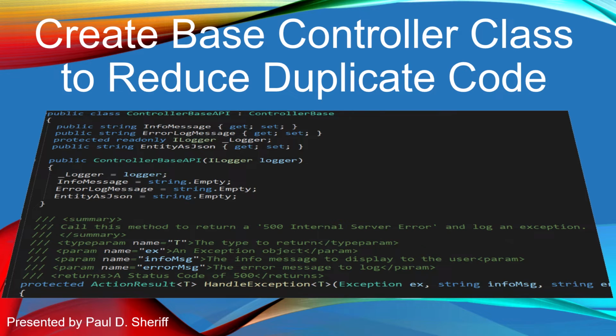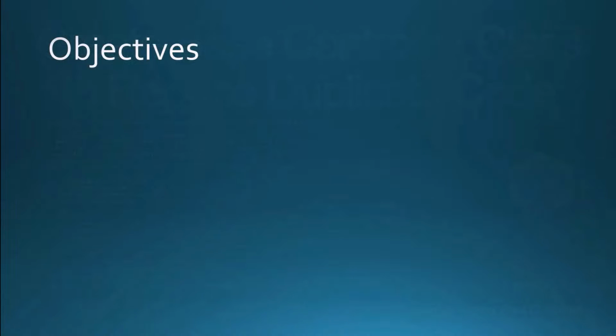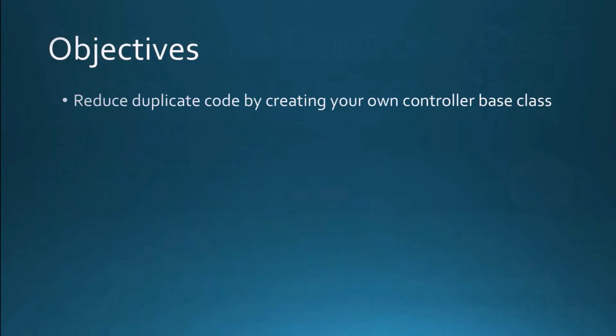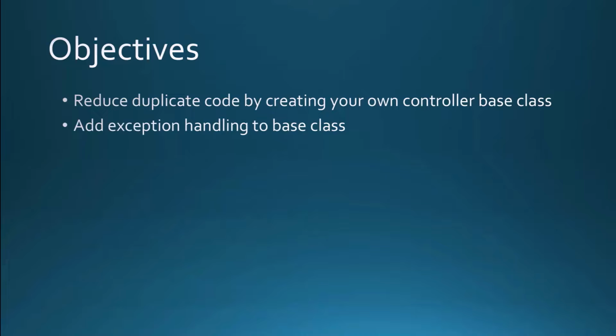This lesson is create a base controller class to reduce duplicate code. The objectives for this lesson are to reduce duplicate code by creating our own controller base class and moving things like exception handling and serializing objects into this base class. And then as we go throughout the course, we'll add more and more things to this controller base class.